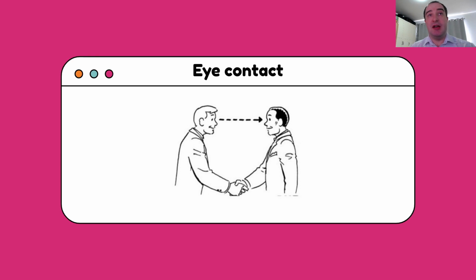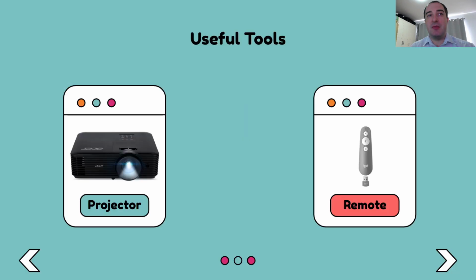Firstly is eye contact. Eye contact is a universal method of conveying sincerity, but also showing engagement with the person you're speaking with. Your eyes should casually be moving around the room, making occasional eye contact with the people in your audience. Just remember not to stare.